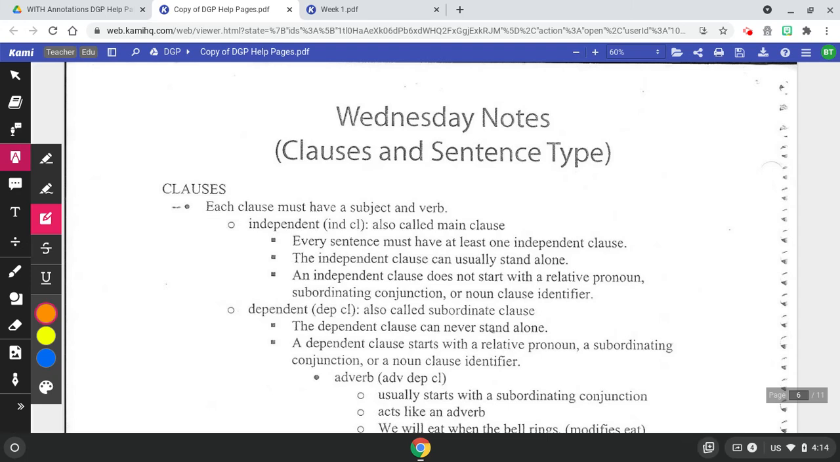I love seeing when everyone is ready, prepared. So now we're getting ready to annotate Wednesday's DGP notes or help pages. And on Wednesdays, what are we looking for, everyone? Clauses and sentence type. So let's go ahead. I'm going to get my highlighter. You get your highlighter. And we're going to highlight what we look for on Wednesdays.